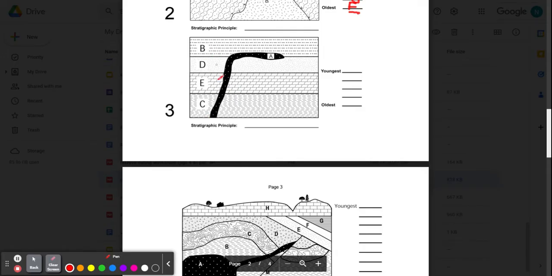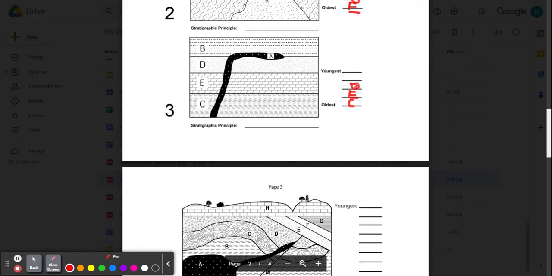For number 3, so let's look at this. All right, we know C has nothing below it, okay, and A cuts through all of these. So I would say C is going to be the oldest. E is the second oldest. Oh my gosh, I'm terrible at doing E's. D would be the third oldest.